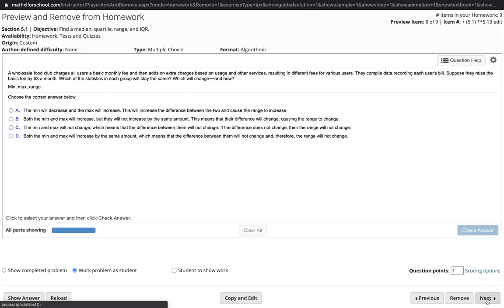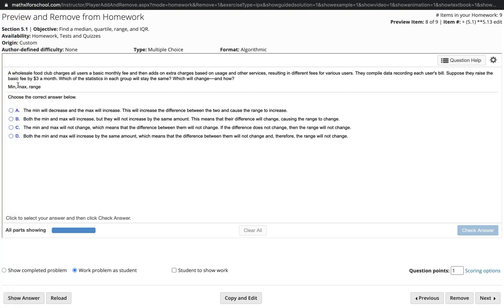Let's see, number 8. A wholesale food club charges all users a basic monthly fee and then adds on extra charges based on usage and other services, resulting in different fees for various users. They compile data recording each user's bill. Suppose they raise the basic fee by $3 a month. Which of the statistics in each group will stay the same? Which will change and how?